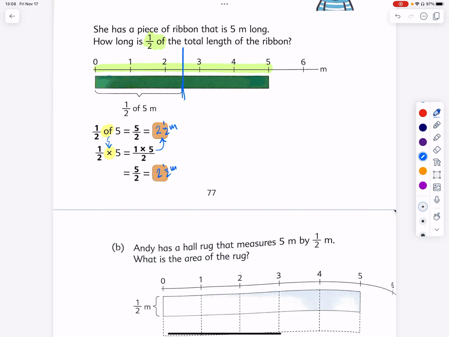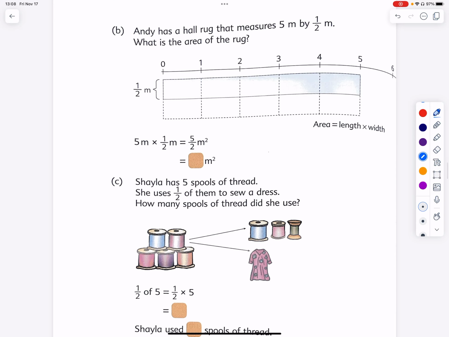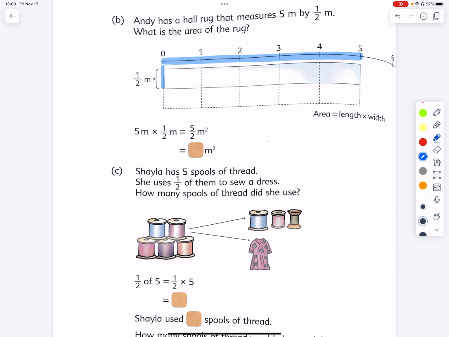Okay. A third word problem, about Andy, not Monique and her lace. Also a familiar word problem to us from 3rd grade. Andy has a rug that measures 1 meter by half a meter. Oh, sorry, it's 5 meters by half a meter. So that's Andy's rug. It's only 5 by half.